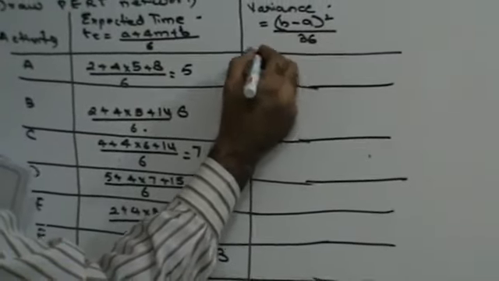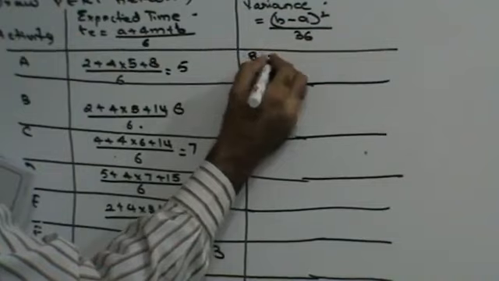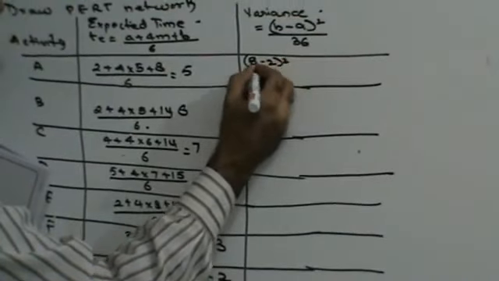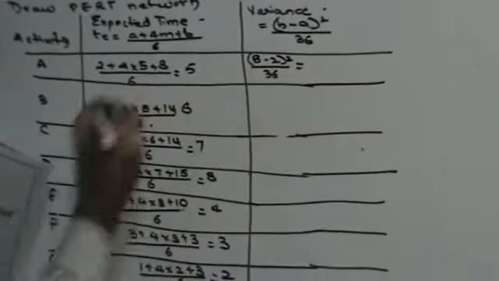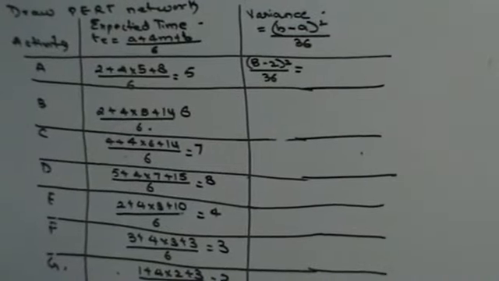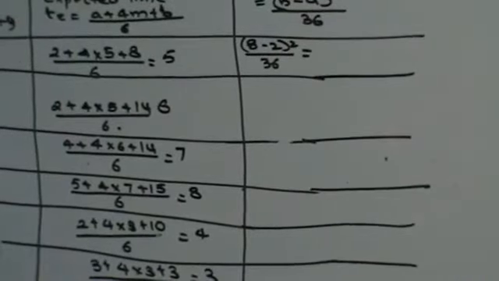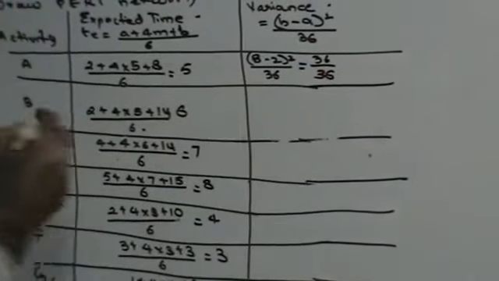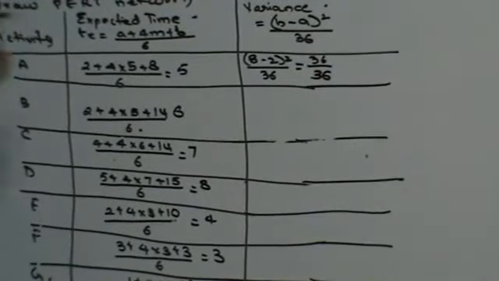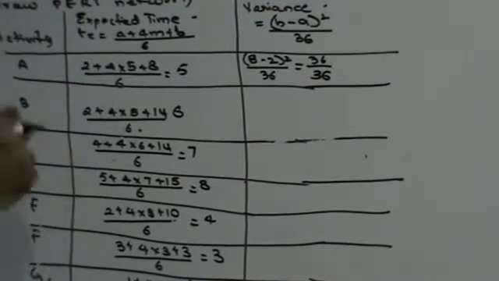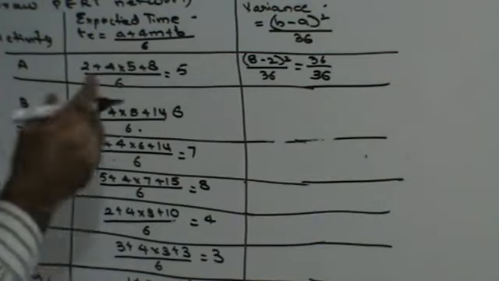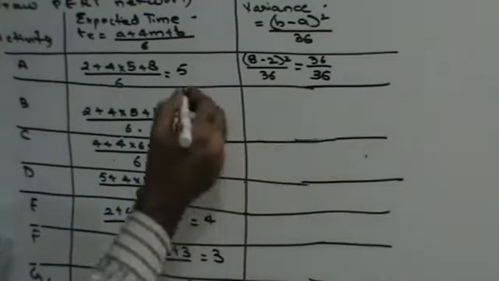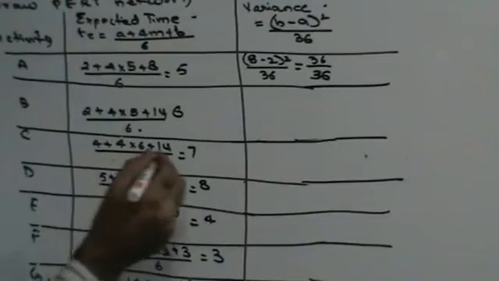B minus A. So this is 8 minus 2, the whole square upon 36. 8 minus 2, that is 6. 6 square, that is going to be 36 upon 36. I'm not dividing this. The reason why I'm not dividing is because later somewhere in the sum I need to add. That way I have a common denominator. That's the reason why I'm not dividing. So I'm just going to find out the numerators and keep them as they are.